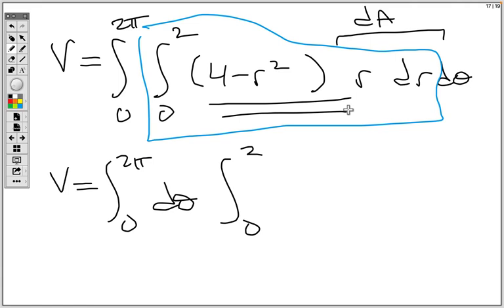I guess you could do u sub. I was just going to multiply it out. Either way will get you to the right answer. You could let u be what's in parentheses and move it around.